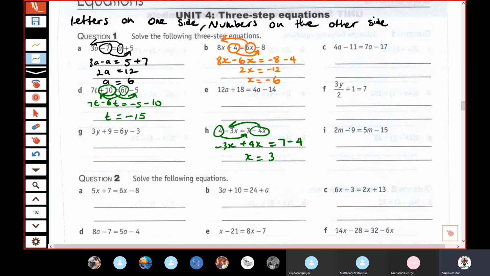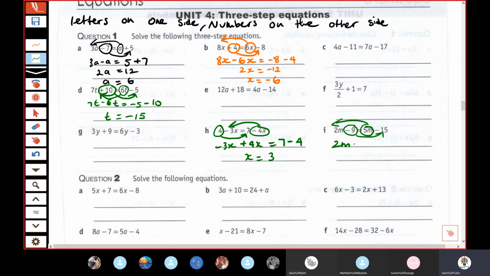Okay. Let's try it again. Azra, do you want to do it with me? Just to make sure. Yeah. 5m, I'm going to bring this to this side, and what's the other one I'm going to circle? The negative 9 over to this side. So this will be 2m, that doesn't change. So the ones you haven't circled don't change.